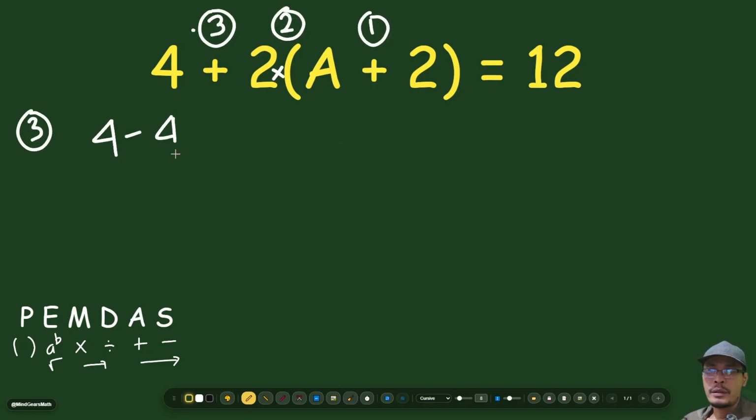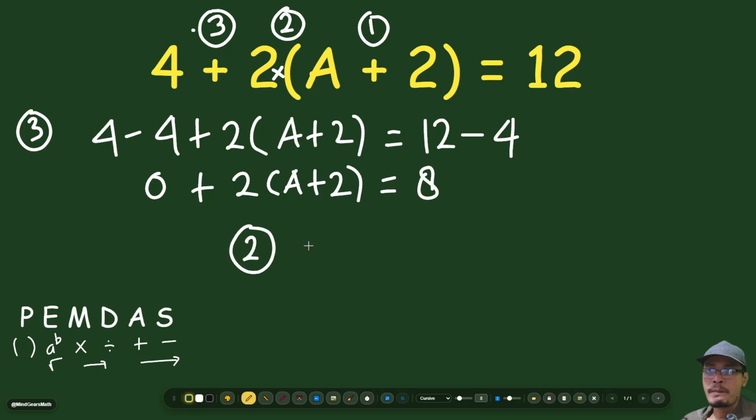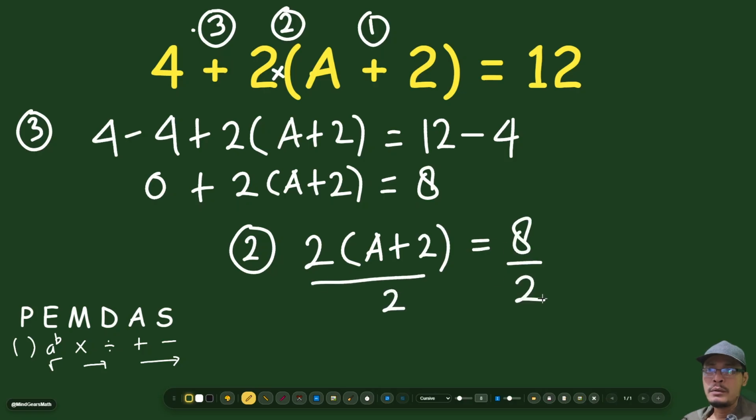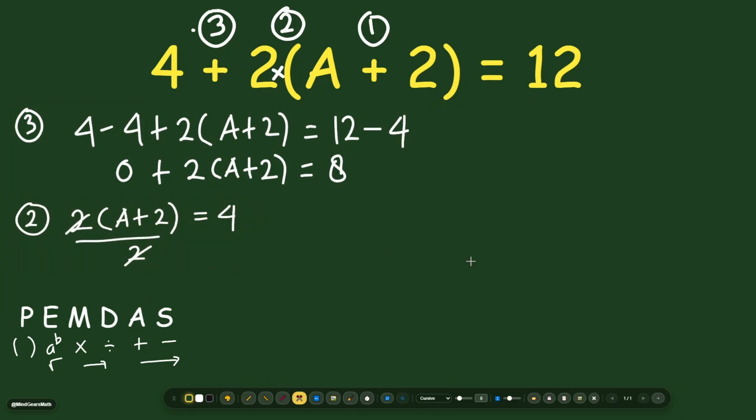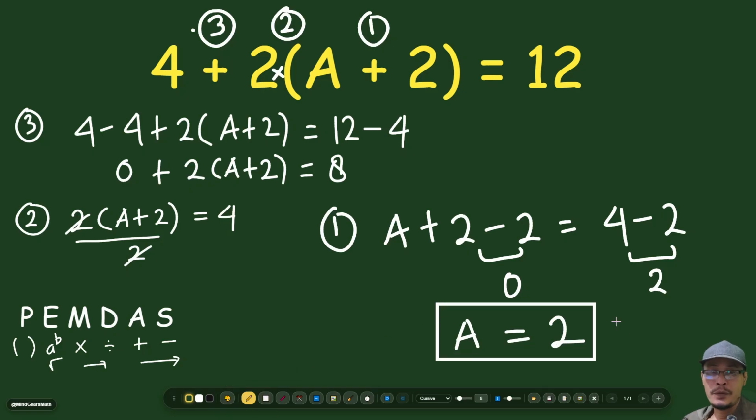Undo number 3. The move was plus 4. Opposite is minus 4. Both sides. 12 becomes 8. Undo number 2. Divide by 2. Both sides. 8 becomes 4. Undo number 1, minus 2, both sides. A equals 2. Case closed.